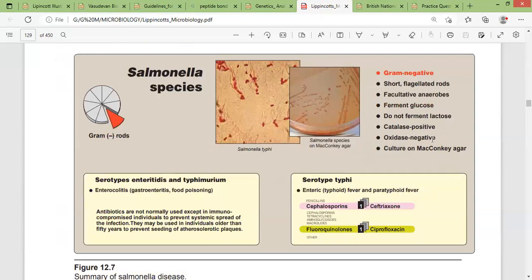Take-home message: again, catalase positive. We are starting to see a trend. Catalase positive, they ferment glucose, they are facultative anaerobes, gram negative, and they are rods.